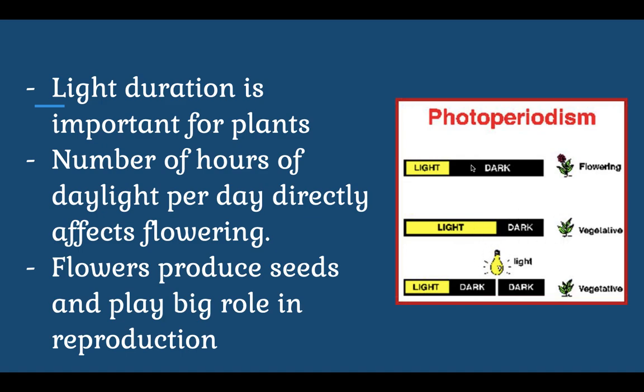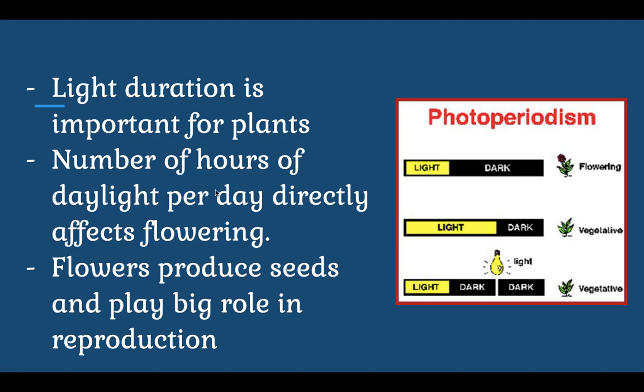But some plants don't like light. Most of the plants like the long daylight, but some plants can also like dark. Yes, they can flower in the dark. But they also need light, 6 hours or 8 hours or 10 hours. Okay.